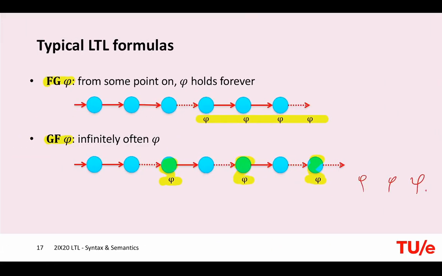So this was a formal exposition of the semantics of linear temporal logic. In subsequent videos, we will look at when an LTL formula holds for a Kripke structure, as opposed to when a property holds on a given path.